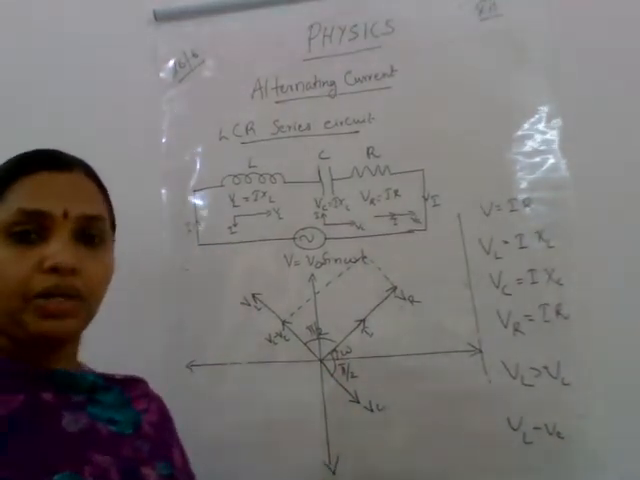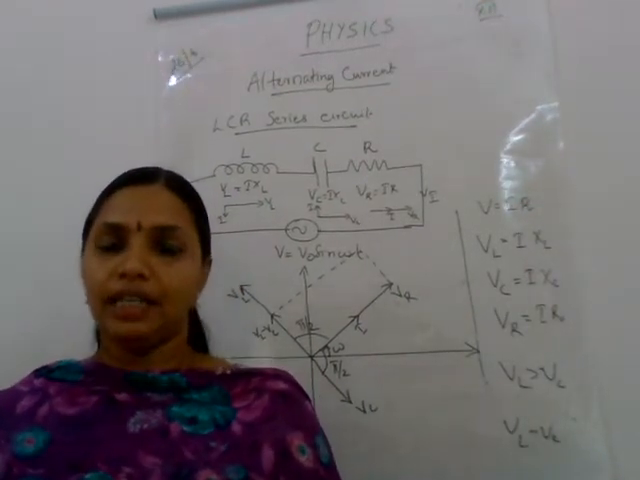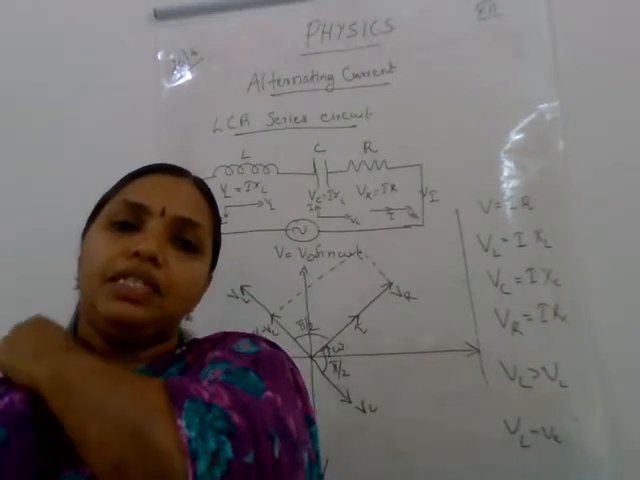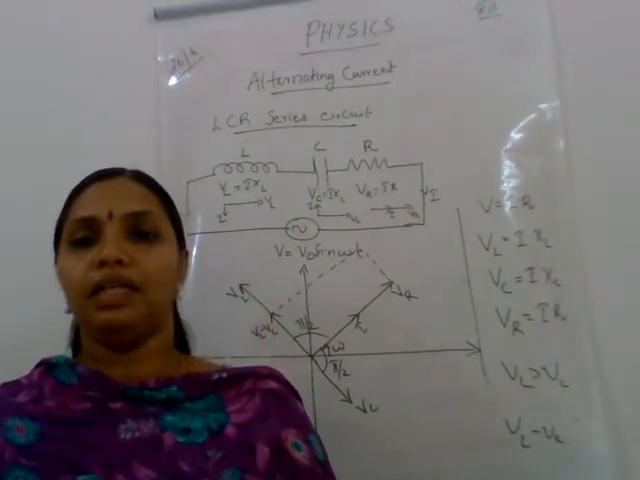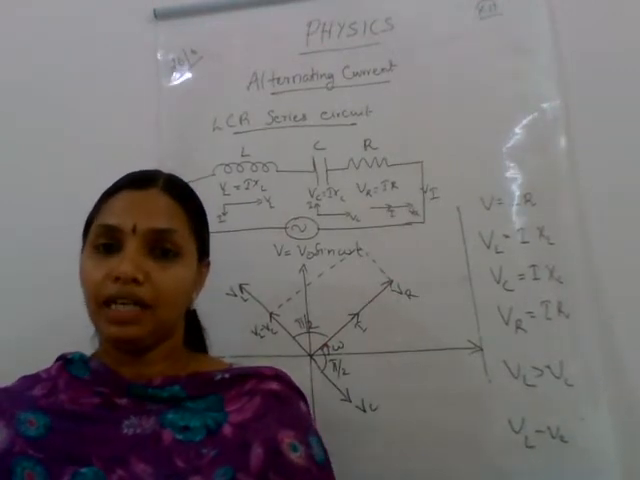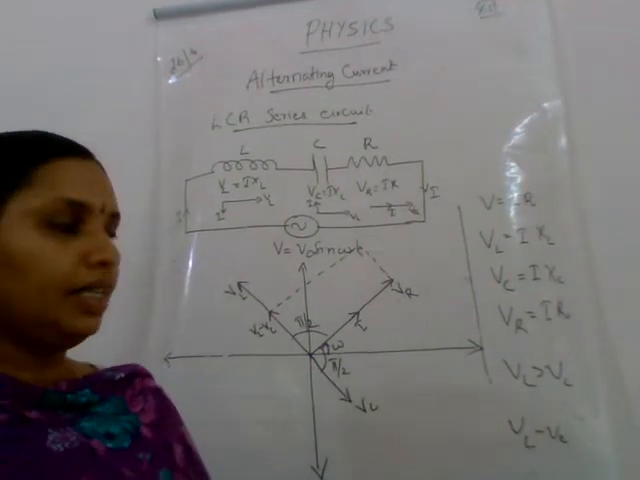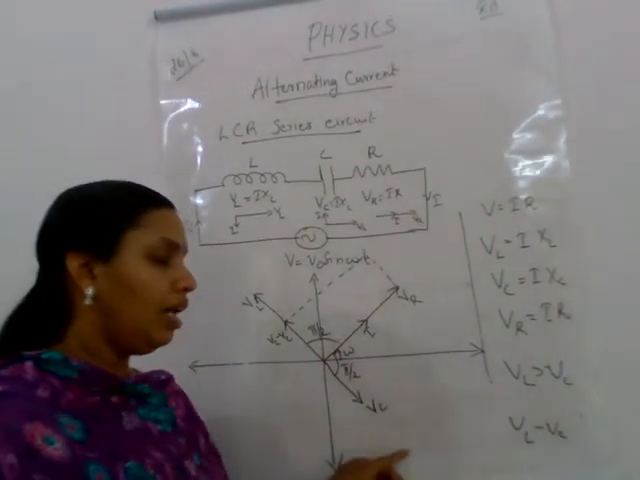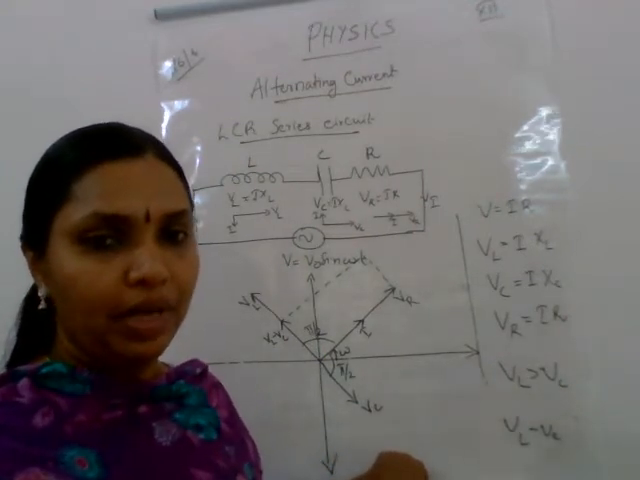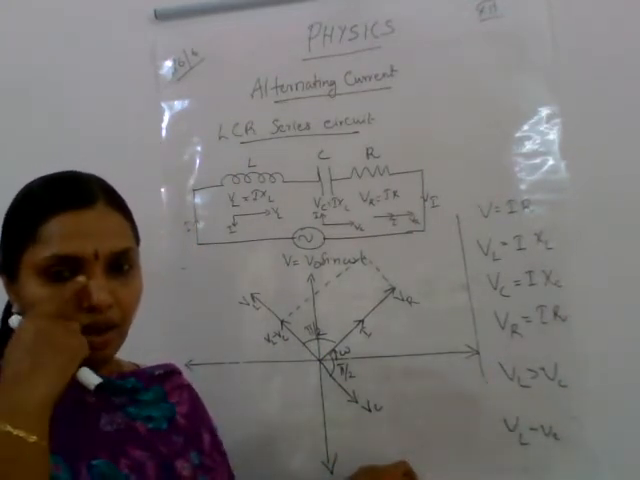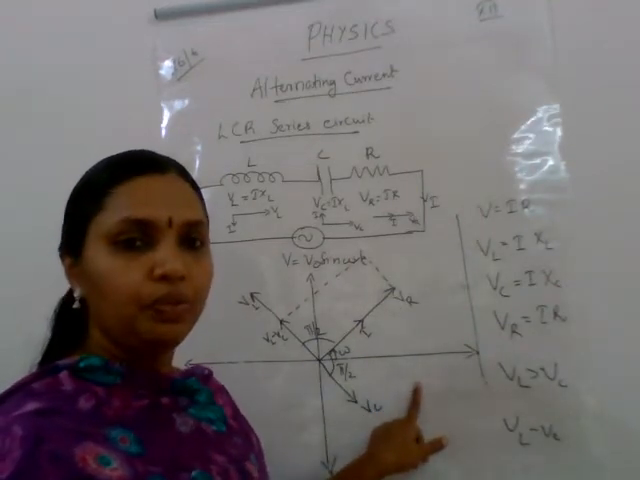What does the parallelogram law of vector addition say? It says that if two vectors can be represented as the two adjacent sides of a parallelogram, then the resultant will be the diagonal, isn't it? And what will be the magnitude of the resultant? The magnitude of the resultant R is equal to root of a square plus b square plus 2ab cos theta, where A and B are two vectors.